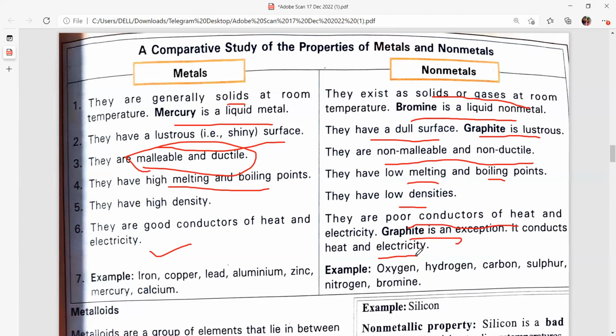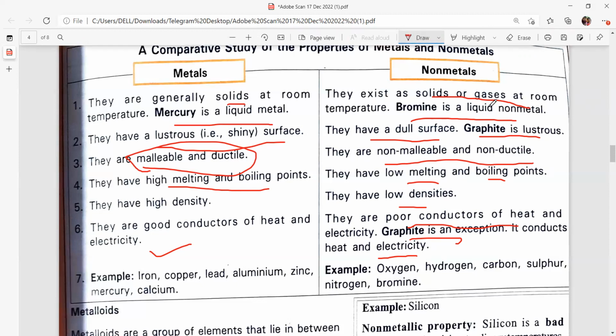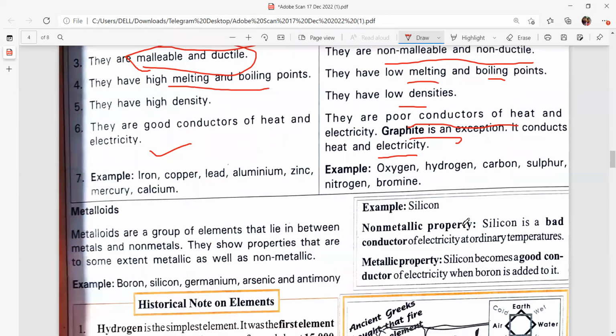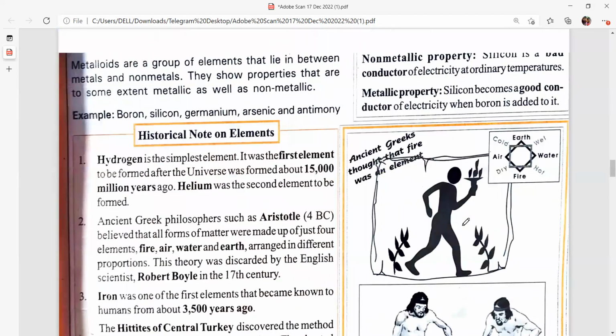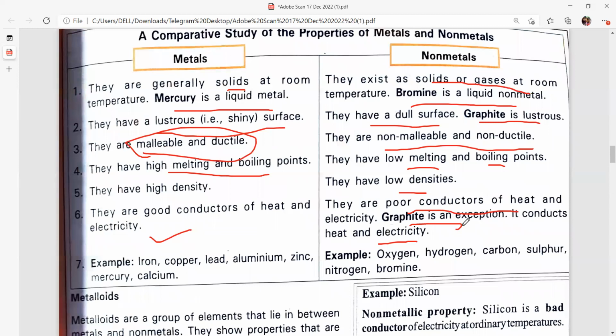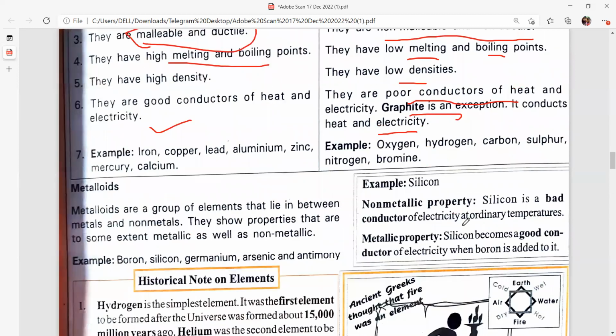Graphite is the exception in two ways. Graphite is lustrous and also it is a good conductor of heat and electricity. Other non-metals are not good conductors. They are poor conductors of heat and electricity. And also bromine is a liquid non-metal. Others are solids and gases. These are the differences between metals and non-metals.